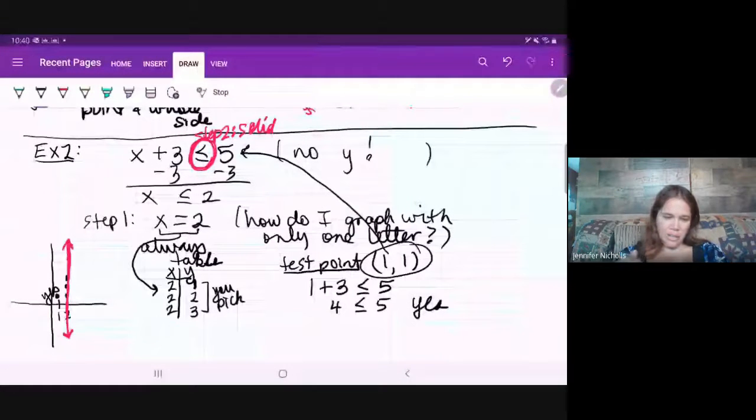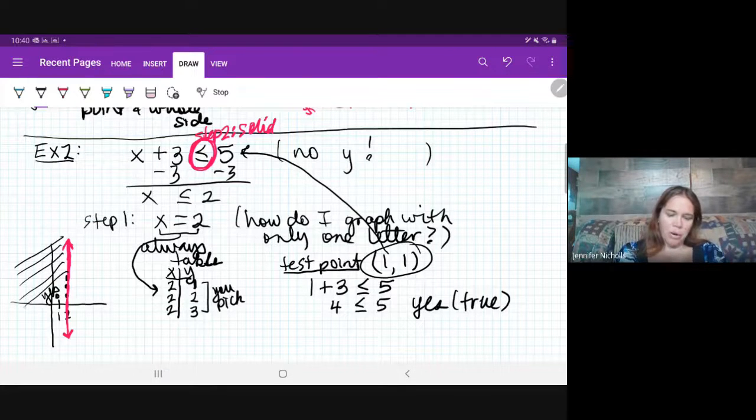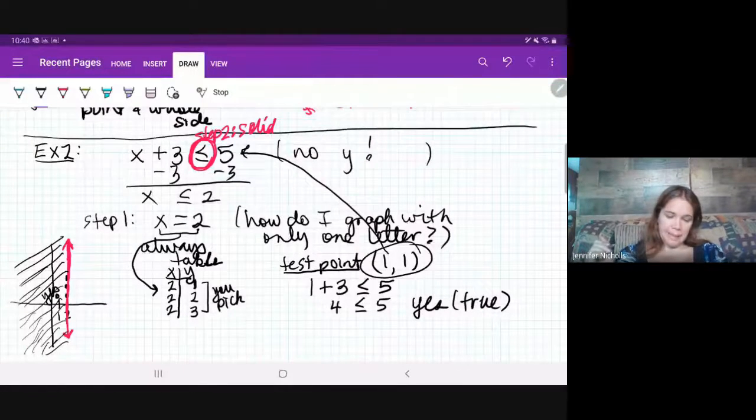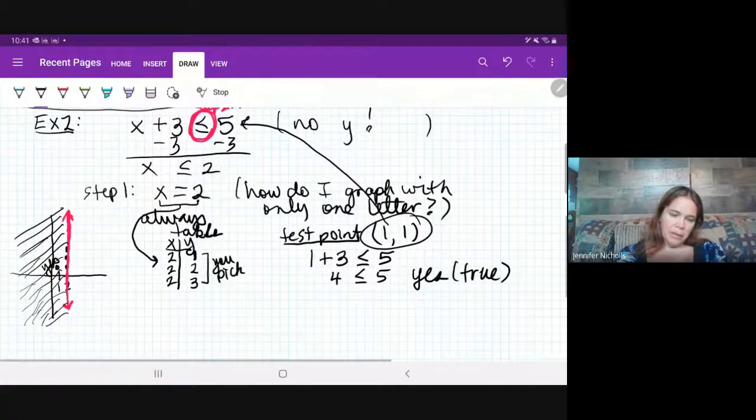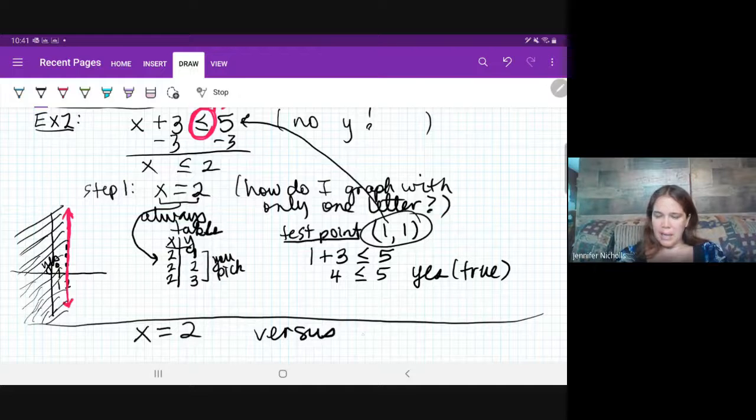So which side should I shade, the left or the right? That's a true or a yes, whichever way you want to call it is fine. So I'm going to shade to the left. And the test point works in whatever math shape you have the whole year. That's it. Let me show you how I remember the graphs. Put x equals 2 versus y equals 2.